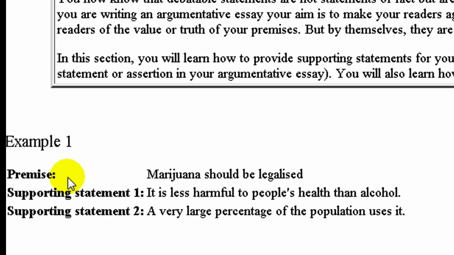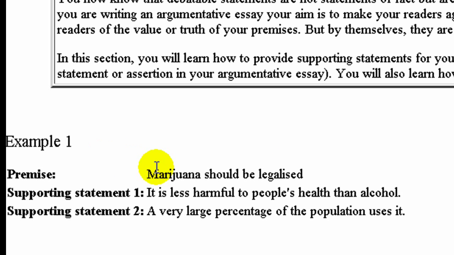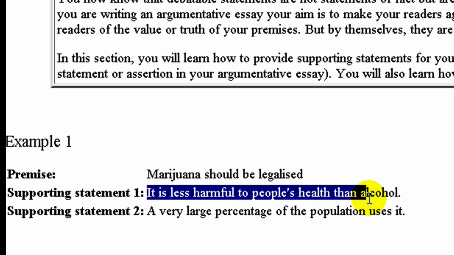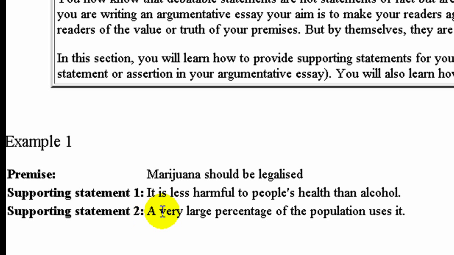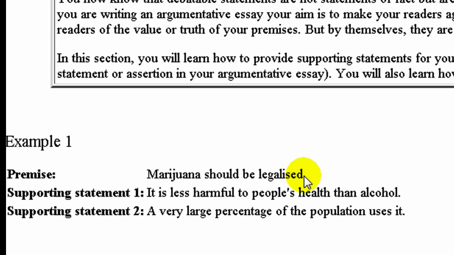It begins with a premise, and the premise is that marijuana should be legalized. Well, I think you'll agree with me that this premise is indeed debatable. People will argue about this. And we're going to support the premise with two supports. Supporting statement 1, it is less harmful to people's health than alcohol, and supporting statement 2, a very large percentage of the population uses it. So in other words, we have our premise and we're going to support it with these 2 points, this one and this one. Okay, now as we can see, both supporting statements provide information that helps support the premise.